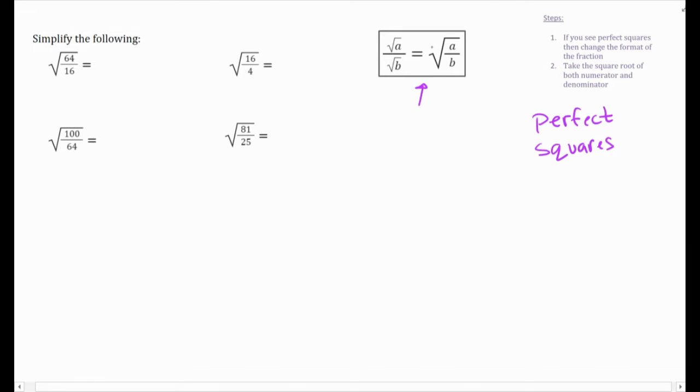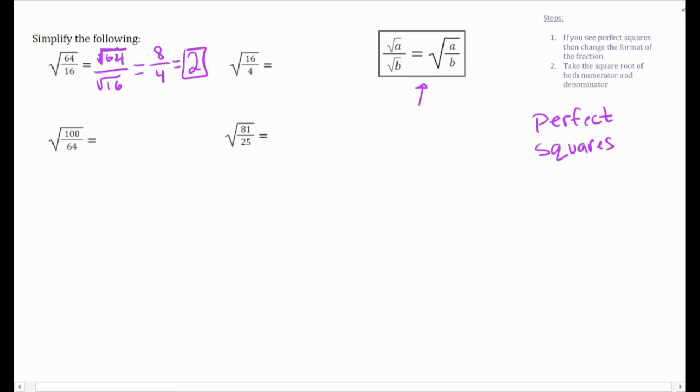So what I'm going to do is I'm going to go backwards from what my rule says there. And I'm going to say that the square root of 64 over 16 is the same thing as the square root of 64 over the square root of 16. Now, when I look at this, the square root of 64 I know is a perfect square, which is just 8. The square root of 16, also a perfect square, which is 4. Now I can simplify 8 over 4 to be 2.